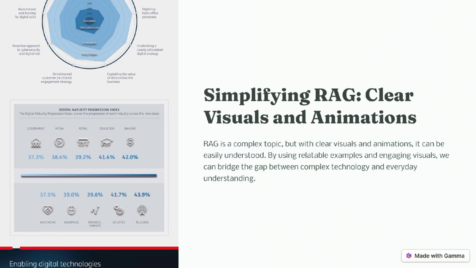To help you understand RAG better, let's look at some visuals. This diagram shows how RAG retrieves information, processes it, and generates responses. Notice how it combines the power of language models with real-world data.